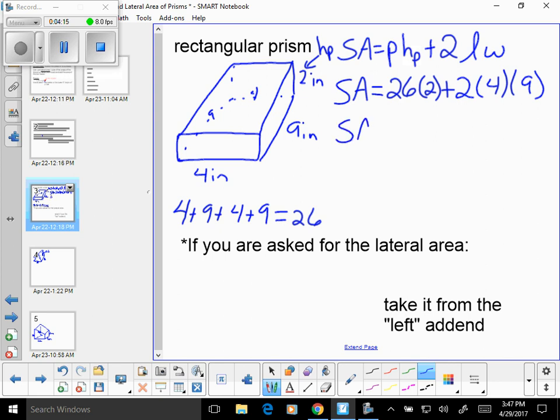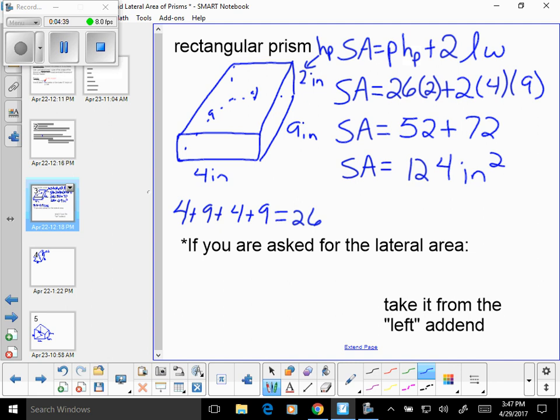Our surface area is going to be 26 times 2, which is 52, plus 2 times 4, which is 8, times 9, which is 72. Now for the surface area, I'm going to add that together. 4 plus 4, 2 plus 2 is 4, and 5 plus 7 is 12. And since I'm working with area, I have inches squared.